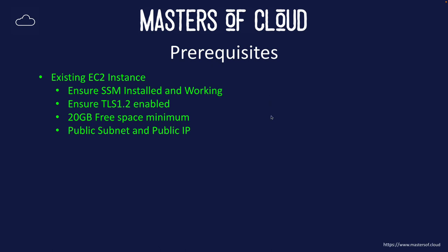It should also be available in a public subnet and be able to get a public IP address during the process. Finally, if this is a non-domain joined instance, be sure to take note of the local username and password of the machine so you can log into it at a later point.